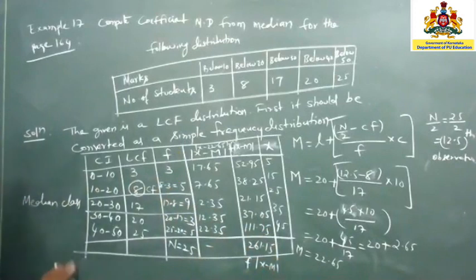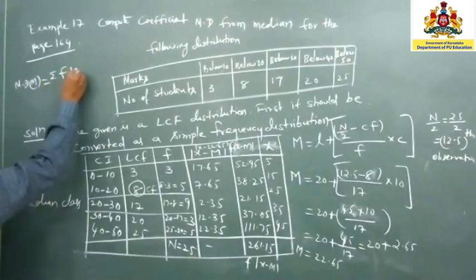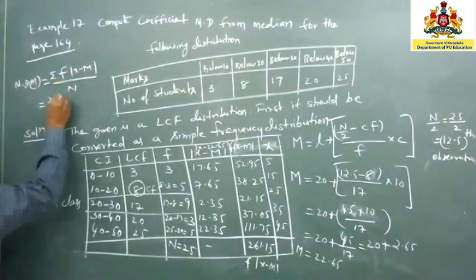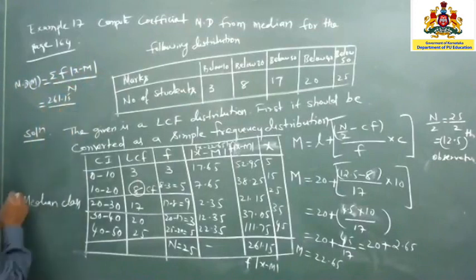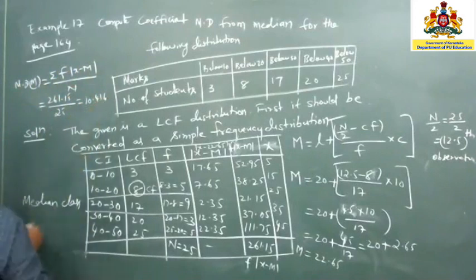Therefore, mean deviation from median, I'll complete here. Mean deviation from median is equal to summation f into modulus of x minus m by N, equal to 261.15 by N. N is 25, which is equal to 10.416.